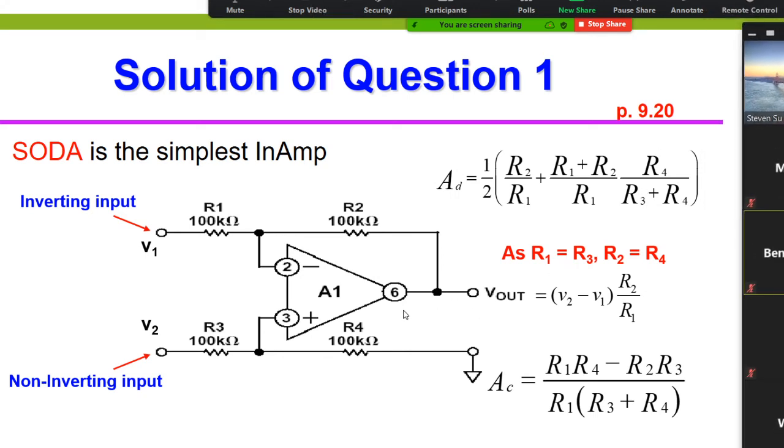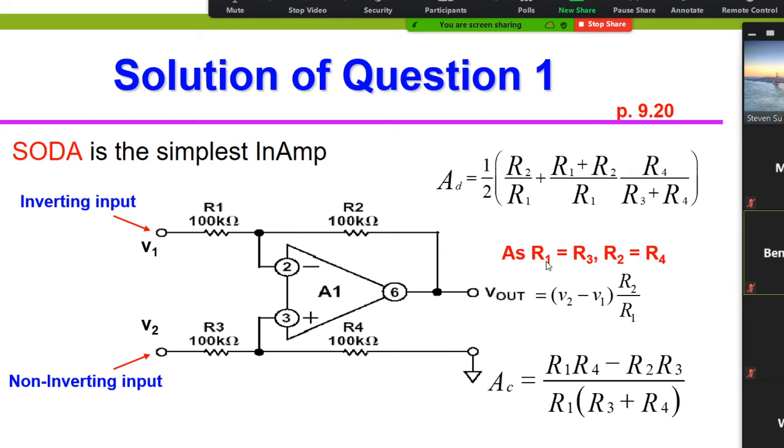So here, if this condition is not satisfied, you still can derive the differential gain. So I give you this one as homework. Can you derive the differential gain? It's not that simple, right? It's not something like this.